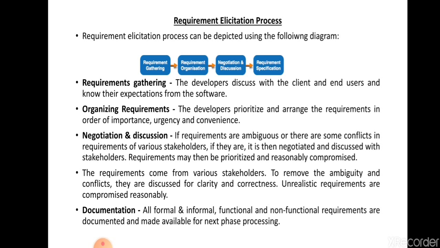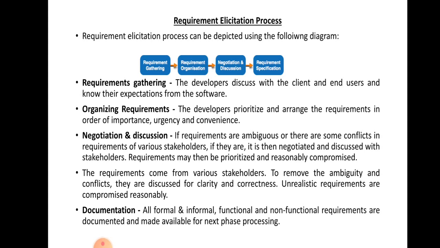The first one is requirements gathering. It is nothing but the developers discussing with the client and end users to know about the expectations of the user about the software. Next, organizing requirements. In this step, the developers prioritize and arrange the requirements in the order of importance, urgency and convenience of the particular user.